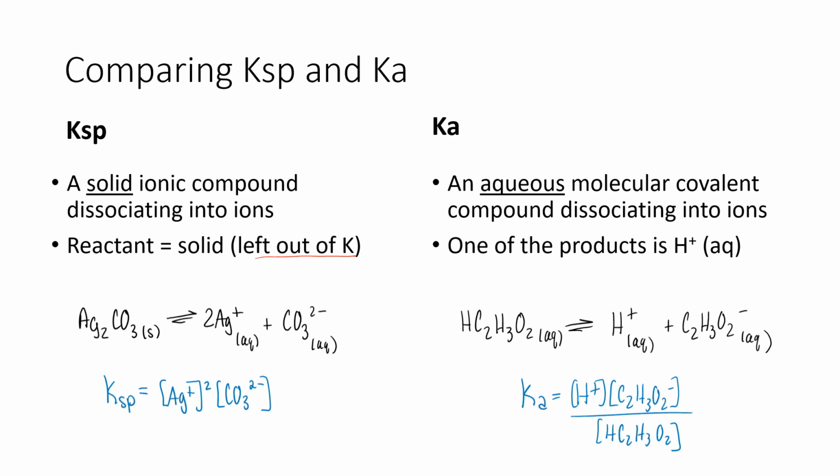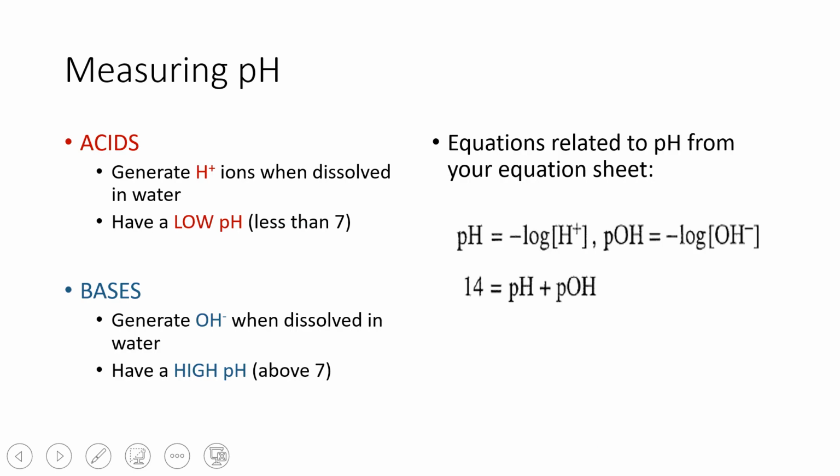And with your Ksp, your reactant is a solid ionic compound. With your Ka, your acids are typically molecular covalent compounds. And one of the products is always going to be H+. That's what makes it an acid. Acids are things that generate H+ ions when you put them in water.